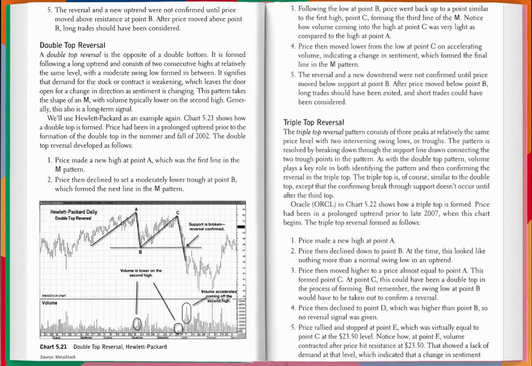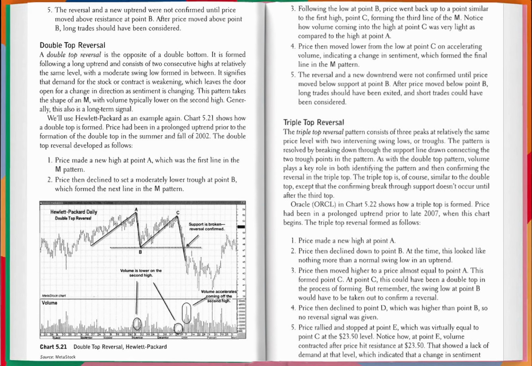4. Price then moved lower from the low at point C on accelerating volume, indicating a change in sentiment, which formed the final line in the M pattern. 5. The reversal and a new downtrend were not confirmed until price moved below support at point B. After price moved below point B, long trades should have been exited and short trades could have been considered.